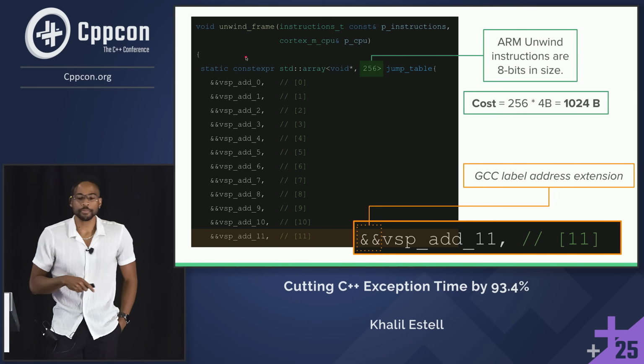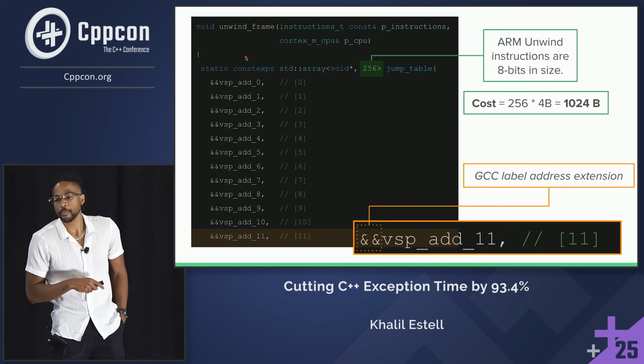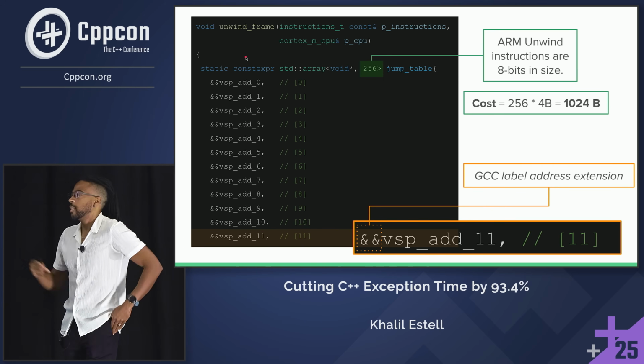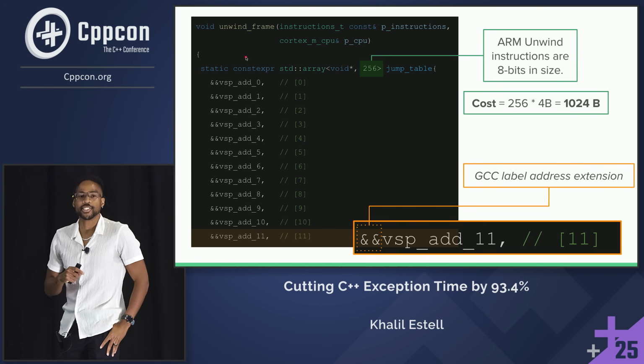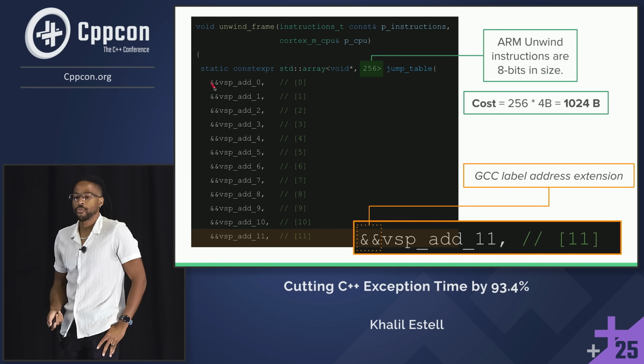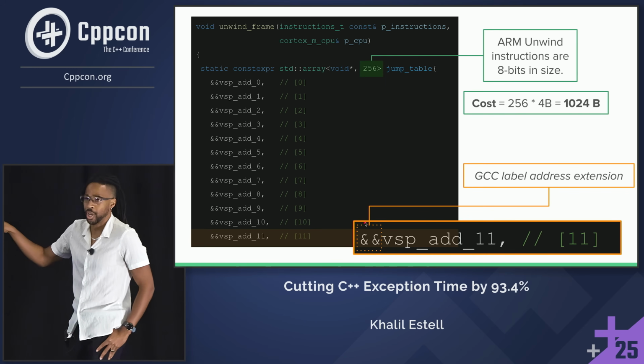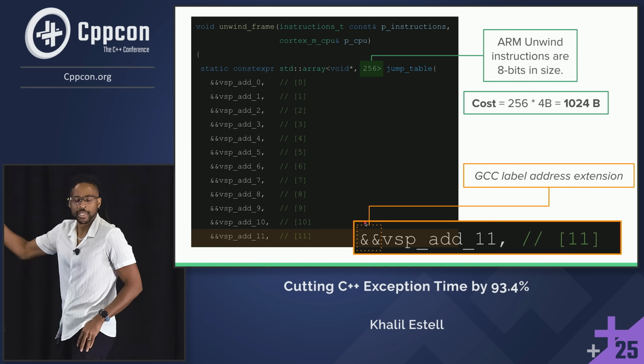So here is an array of addresses. The jump table is 256 in size, and that's because all the unwind instructions are 8 bits in size. I now have a label for every possible unwind instruction that could occur, and you can use this little double ampersand on labels in order to get their address. It's an extension to GCC. It's not portable code. So this is one part that I don't really like too much, but that's how we have to do it here.